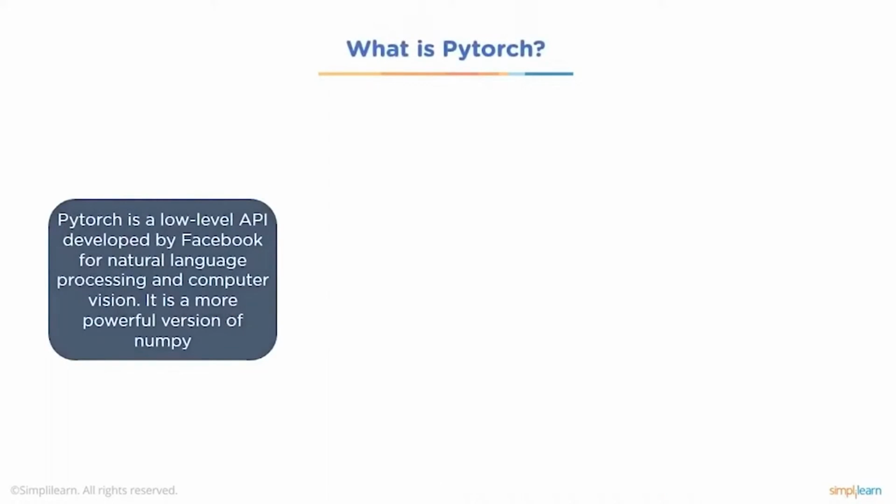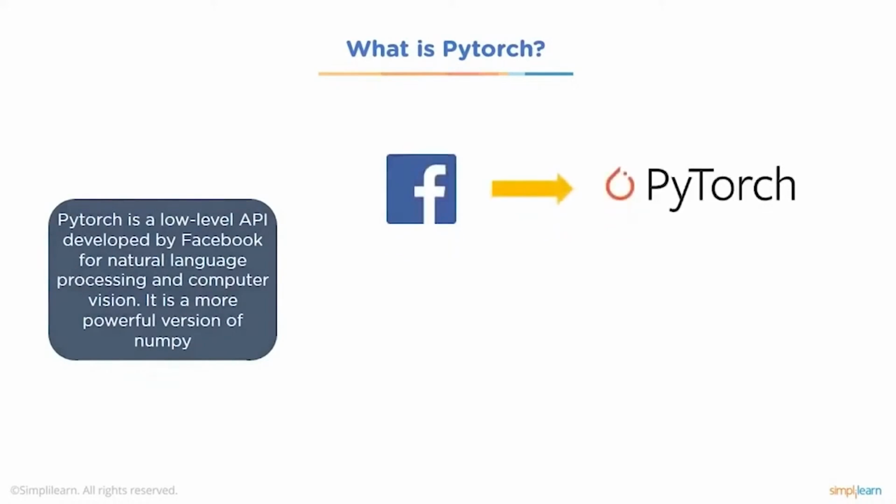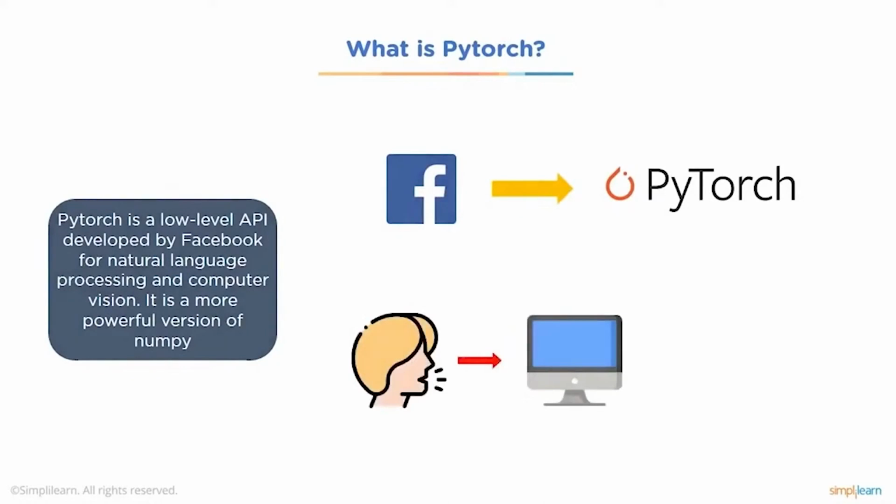What exactly is PyTorch? PyTorch is a low-level API which is developed by Facebook for natural language processing and computer vision. It is a more powerful version of NumPy. It is an open-source machine learning library based on the Torch library used for applications such as computer vision and natural language processing. Primarily developed by Facebook's AI Research Lab, it is free and open-source software released under the modified BSD license.